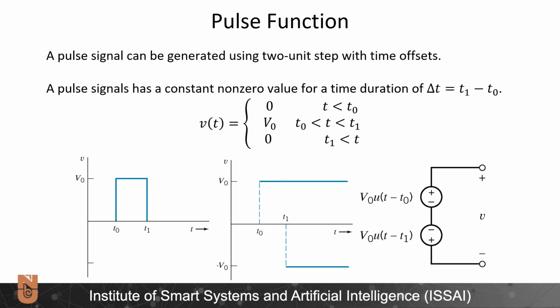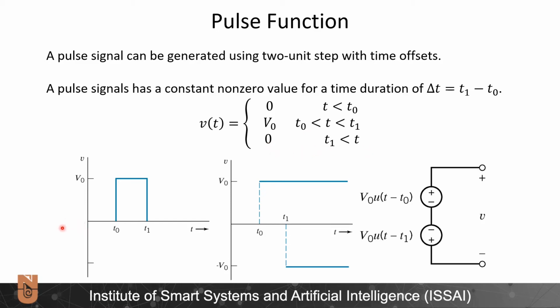In electrical circuits and signal processing, a rapid change of a function can be represented mathematically using a pulse signal. Actually, a pulse signal is nothing else than two unit step functions combined together. For instance, if a signal has a pulse for the interval delta t between t0 and t1, we can represent it this way. V(t) is equal to 0 when t is less than t0. V(t) is equal to v0 in the interval between t0 and t1, and it is 0 otherwise.